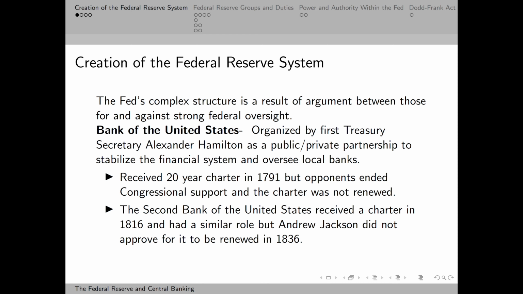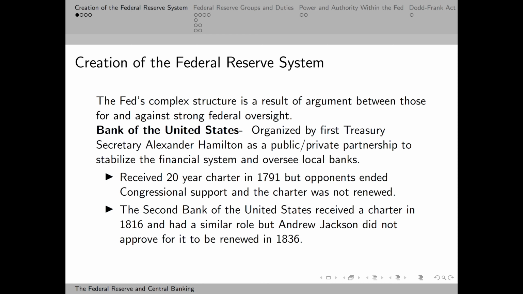But there was stiff disagreement with Alexander Hamilton on the subject. A lot of Congress believed that the government had no business in the banking system and wanted to do as much as possible to limit federal government authority. And so the Bank of the United States only received a 20-year charter, but by the time that it was renewed, the disapproval for the Bank of the United States and the concept of having a central bank just eliminated it, and so the charter was not renewed.